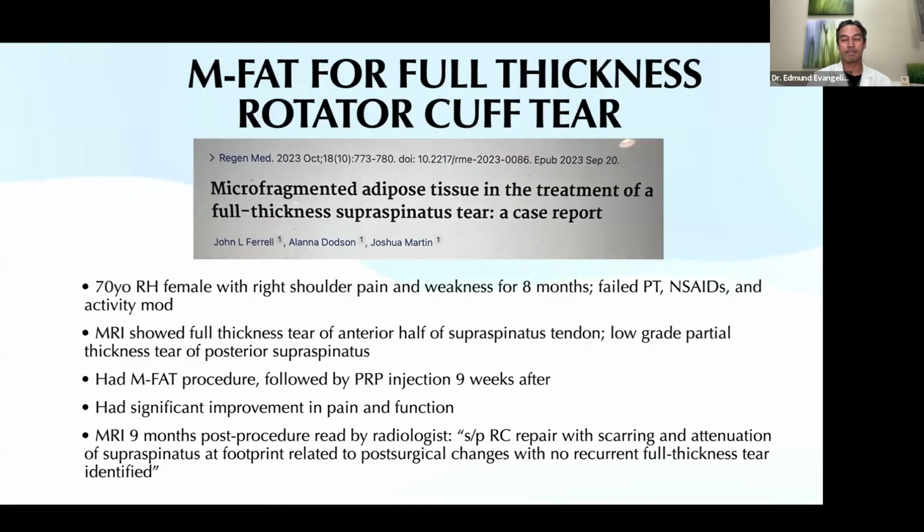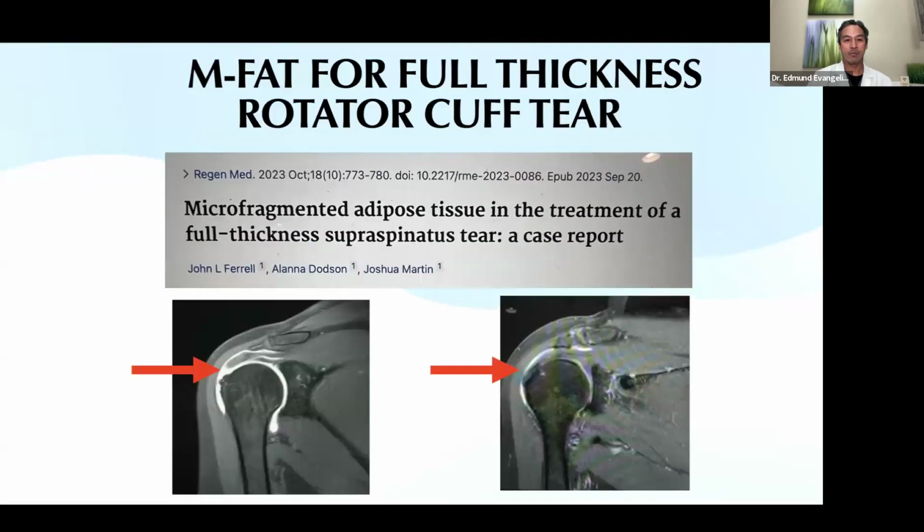when in actuality, the patient had the MFAT procedure. And on the next slide, we can see a pretty remarkable healing of that supraspinatus tendon tear. On the left, you can see the tear. That tendon should insert all the way onto the bone, but we see that big white gap where that tendon is torn away from the bone. And then the MRI 9 months later shows nice healing of that tendon back to the attachment following the MFAT procedure. So pretty remarkable before and after picture.